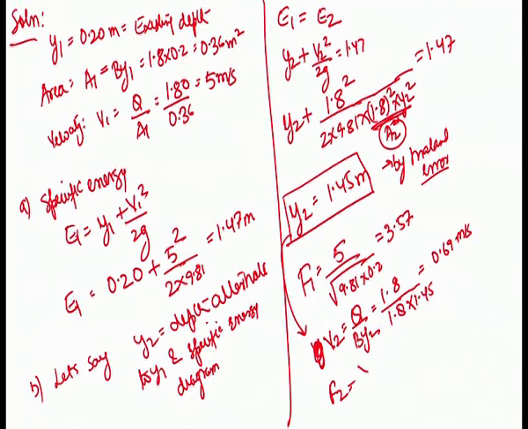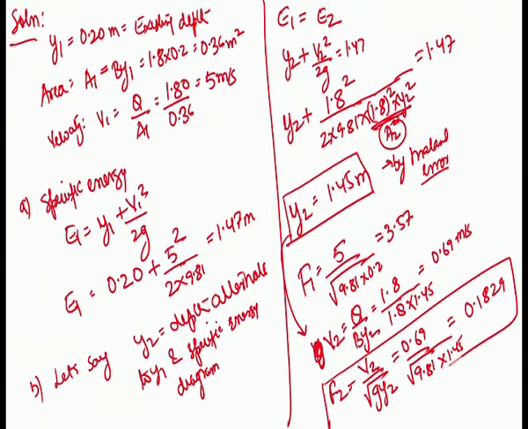Therefore, F2 is V2 by under root G Y2, and this comes out to be 0.69 by under root 9.81 into 1.45. This equals 0.1829. So, F2 comes out to be 0.1829. So, we have found, using the concept of specific energy, everything that was required. So, F1, F2, you know.